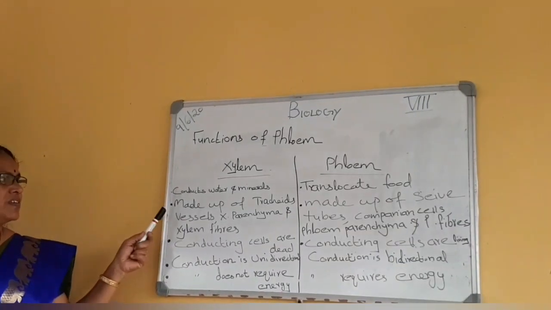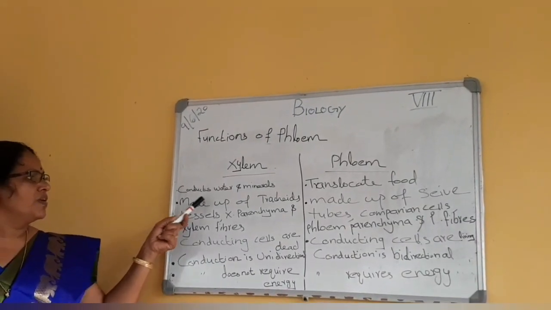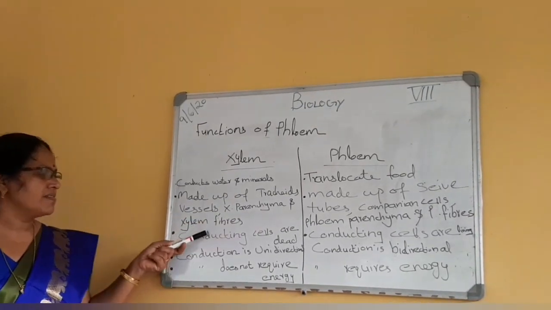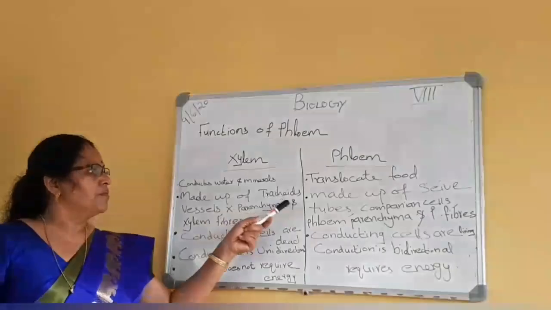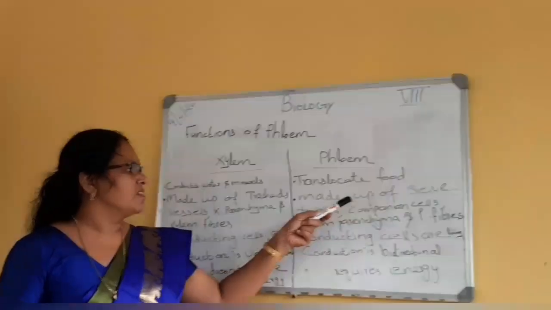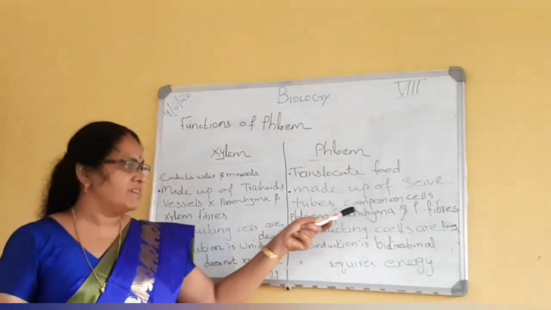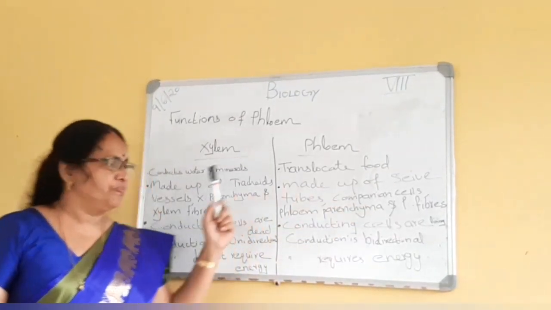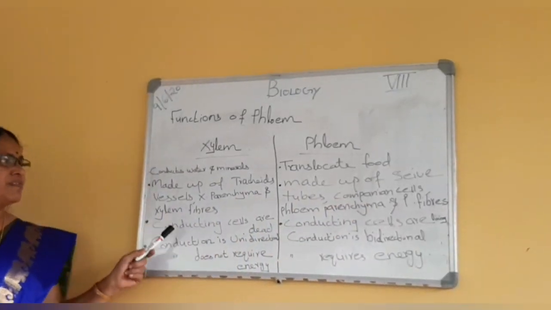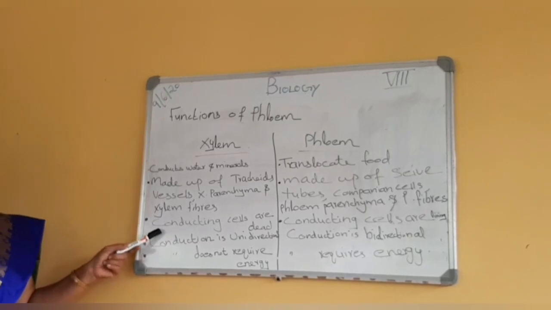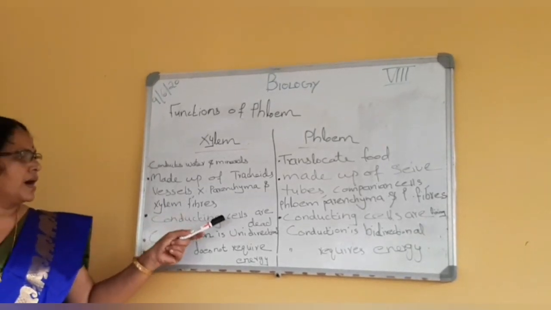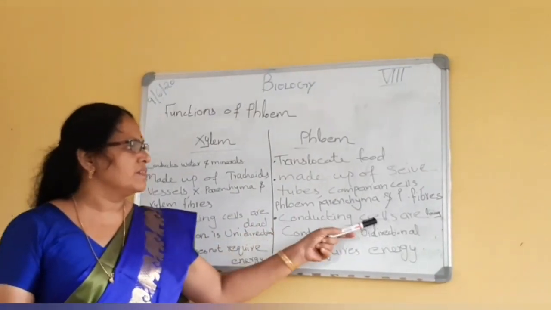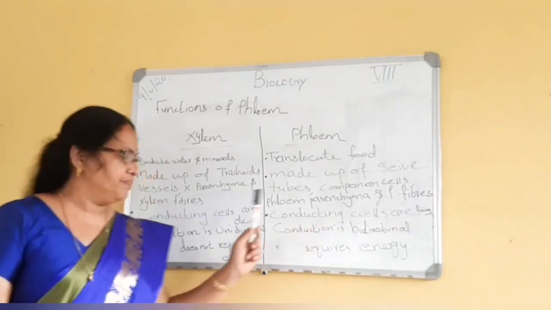The second difference is that xylem is made up of tracheids, vessels, xylem parenchyma and xylem fibers. But phloem is made up of sieve tubes, companion cells, phloem parenchyma and phloem fibers. Then the third difference between xylem and phloem is that the conducting cells in xylem are dead. But in phloem, the conducting cells are living.